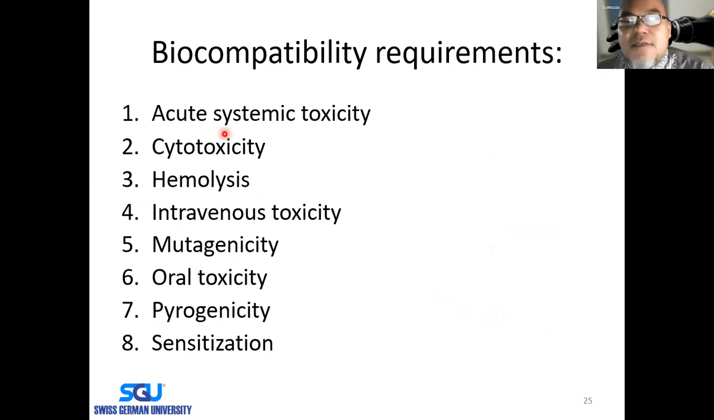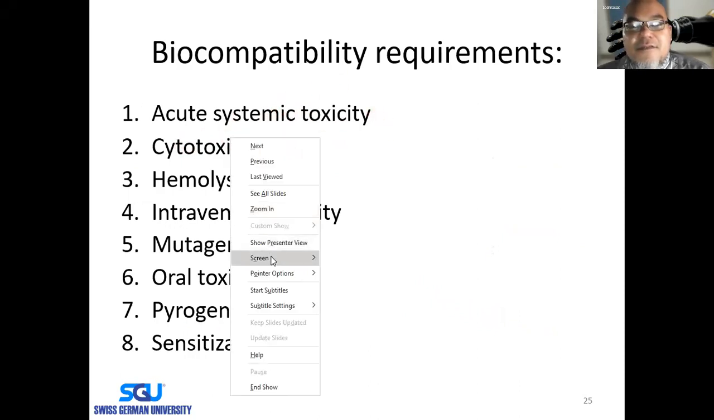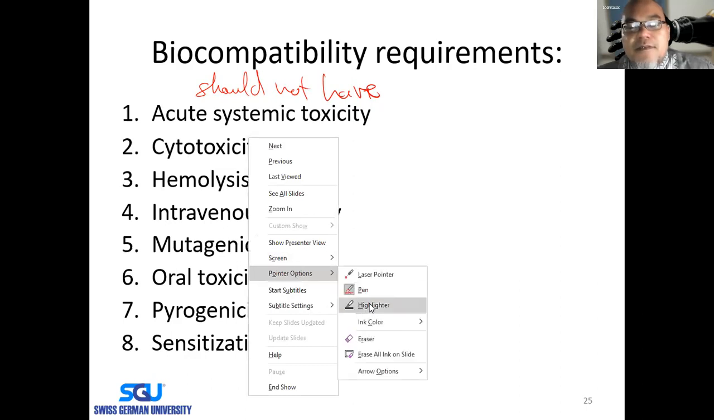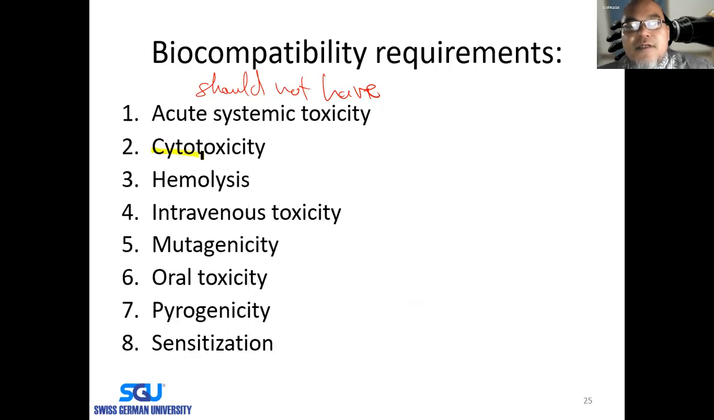So for the biocompatibility requirement, the system should not have acute systemic toxicity. Systemic toxicity means when the toxin flows into the blood. It should not have cytotoxicity, which is toxic towards the cell. Hemolysis, where it breaks the blood cells. Intravenous toxicity, when it is toxic inside the vein. Mutagenicity, meaning it can cause mutation, which may then cause cancer. Oral toxicity, the toxicity inside the mouth.